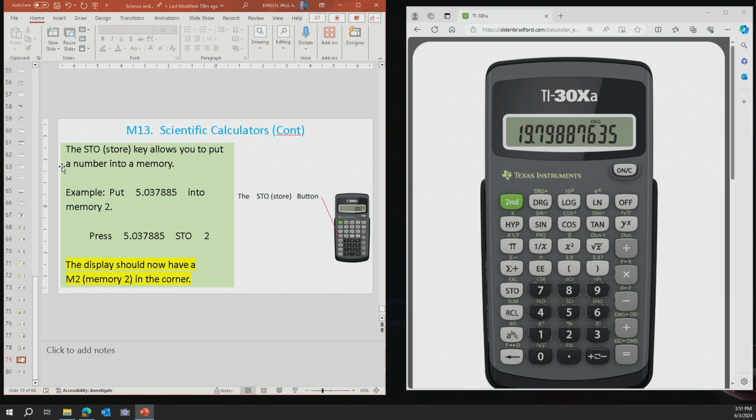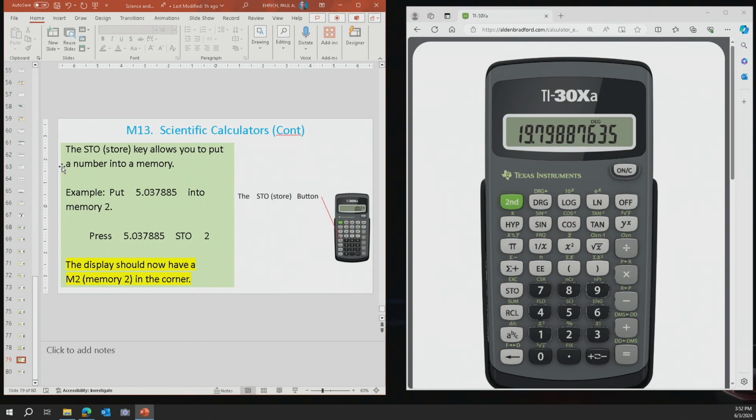Okay, I'm back, and now we want to talk about how to store things on your calculator and then how to recall them. So this particular calculator has, I believe, three different memories. It's got memory 1, memory 2, and then memory 3. You want to check out your calculator to see how many memories it has. It may only have one memory, but this particular model has, I think, three different memories in it.